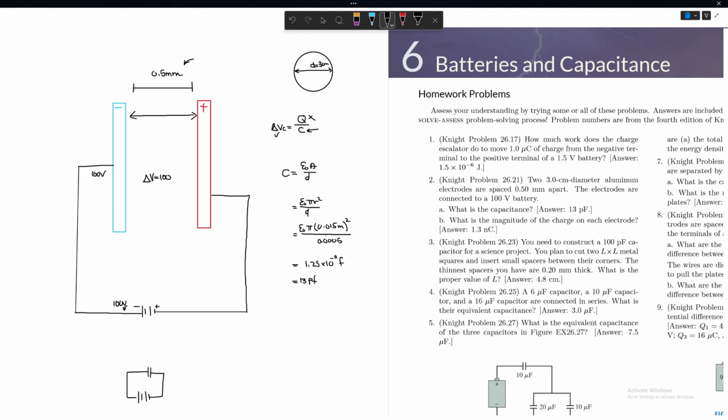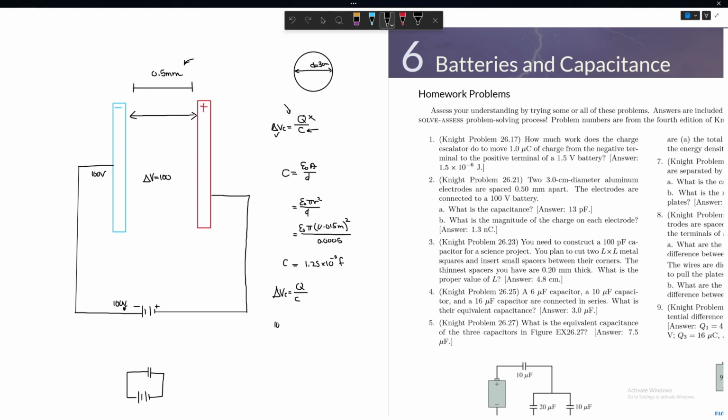All right. Now moving on to the next question, part B. What is the magnitude of the charge on each electrode? So what's Q on each electrode? Since I know my capacitance is 13, I'll keep it in farads actually, so I'll remove the 13 and use the farads. Obviously, I'll use this equation: ΔV_C equals Q over my C. I got my C right here, and I got this ΔV_C, which is 100.